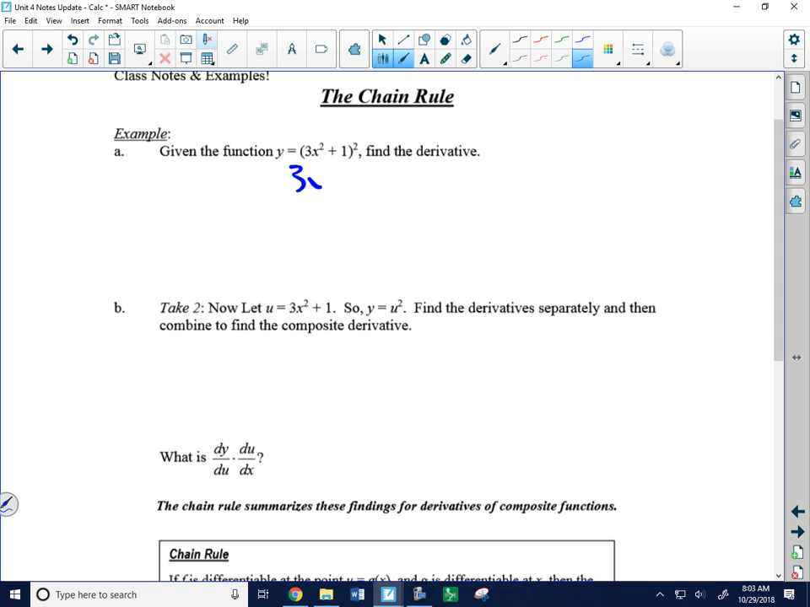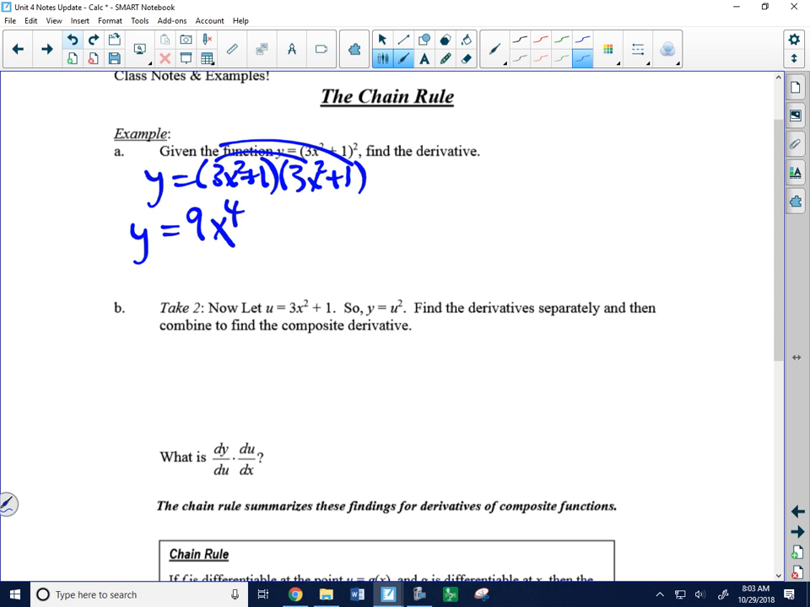So I'd have to write it as 3x squared plus 1, 3x squared plus 1. I'm going to FOIL and do the derivative. And then what I'm going to do is show you how to do a chain rule. And we'll do the same thing. So you have to write this down. I want you to see how it changes.